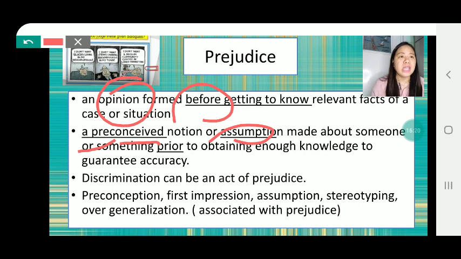Overgeneralization is wherein sinasakop mo na ganun talaga sila. For example, ang mga ages 40 years old must not be employed because they are already weak. In-overgeneralize mo. Lahat ng 40 years old dapat hindi na nagtatrabaho kasi mahihina na sila. Gine-generalize mo na lahat talaga. So, that is an example of prejudice. So, these are the words associated with prejudice.